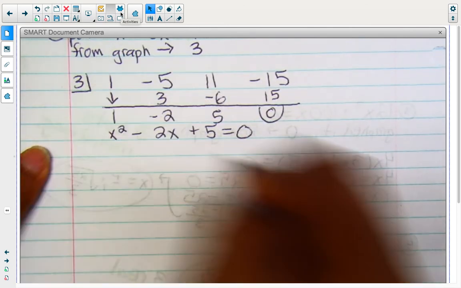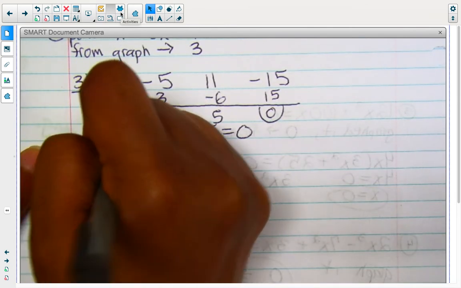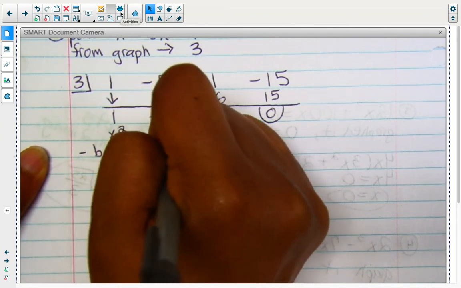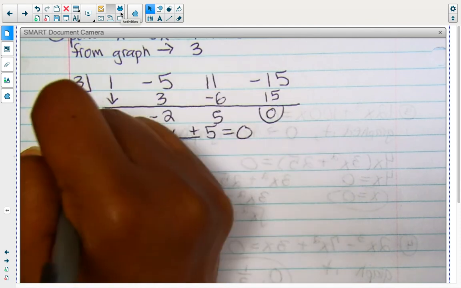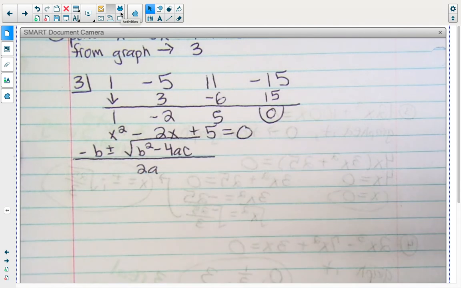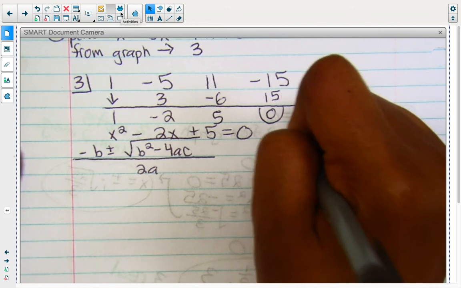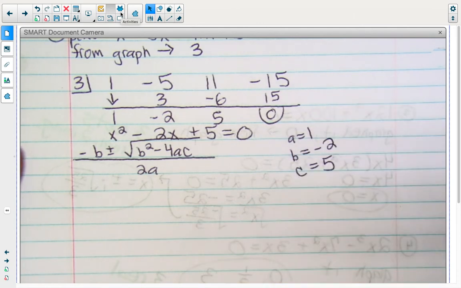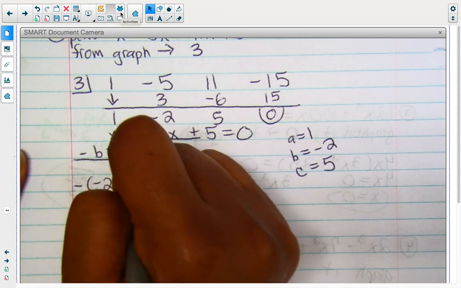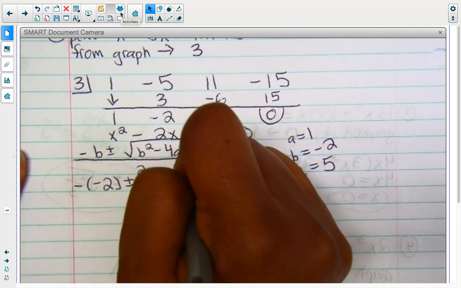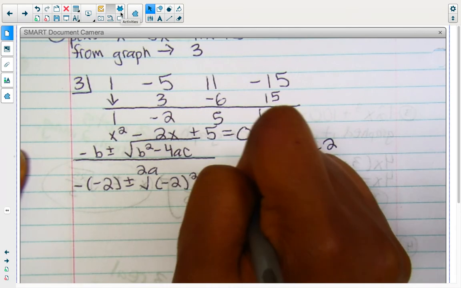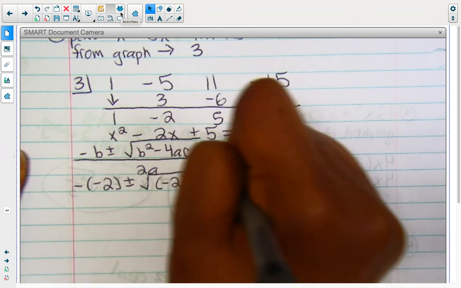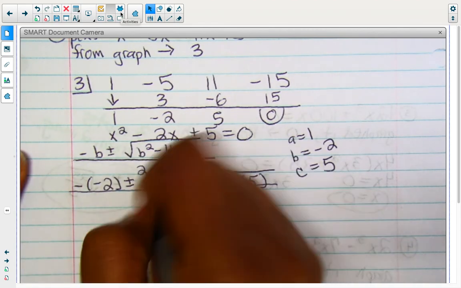So let's write our formula down: x equals negative b plus or minus the square root of b squared minus 4ac, all over 2a. So over here, a is equal to 1, b is equal to -2, c is equal to 5. All right, let's substitute in what goes where. This is going to be negative b plus or minus the square root of b squared minus 4 times a times c, all over 2a.